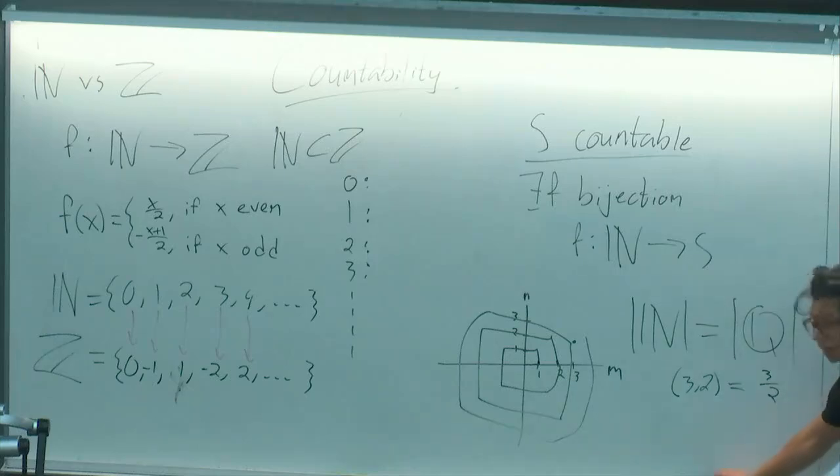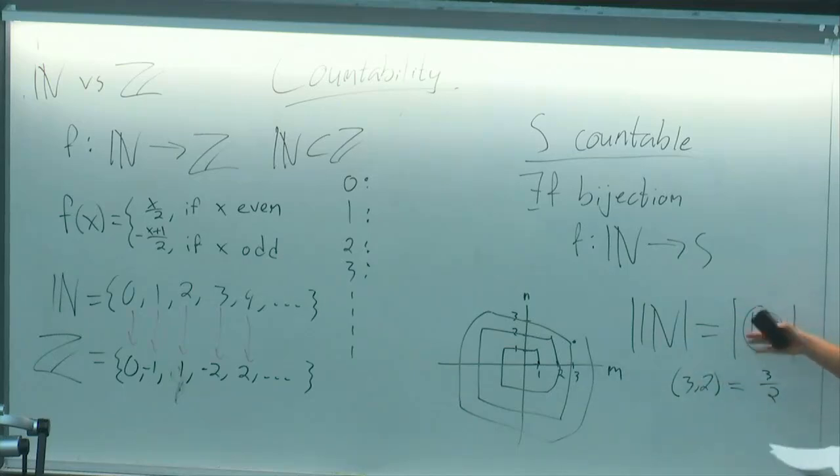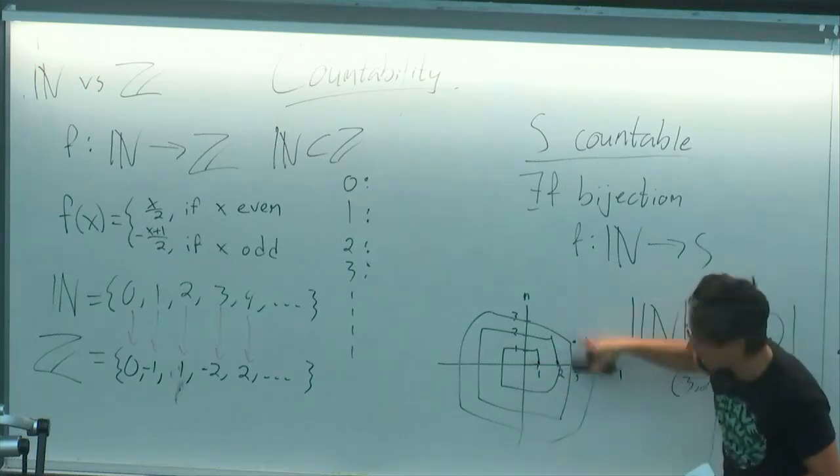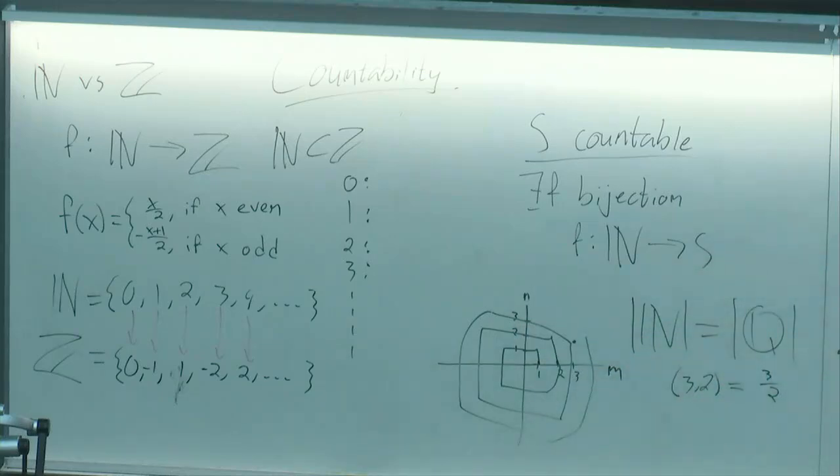The rational numbers are countable. That's what this is saying. The size of N and the size of Q are the same, is saying that there is a bijection between N and Q. The rational numbers are countable. By doing this kind of spiral thing, you could hit all of them. Surprising, bizarre. We're going to see something even more bizarre.